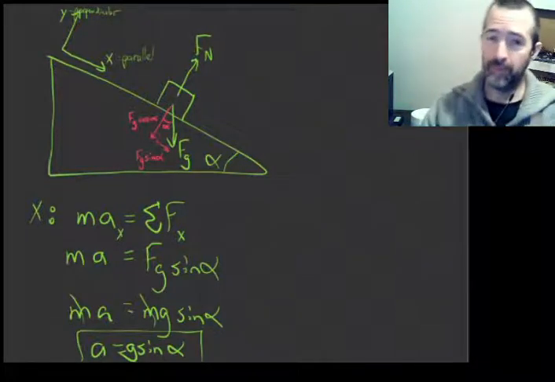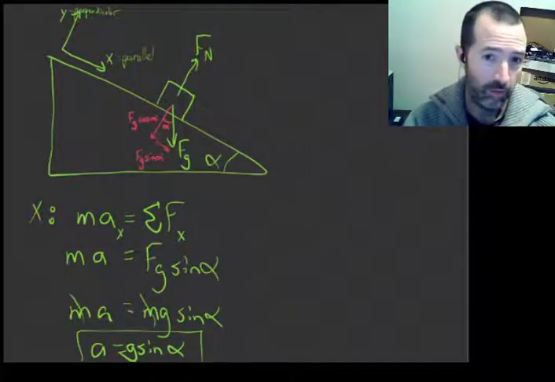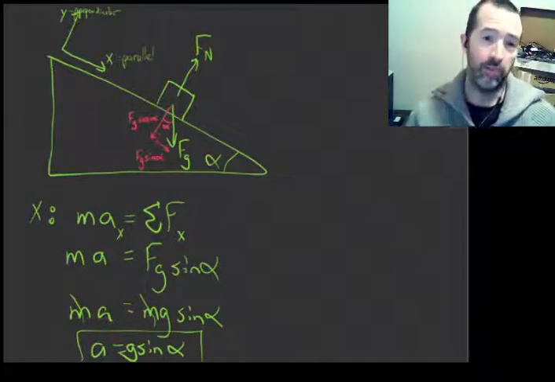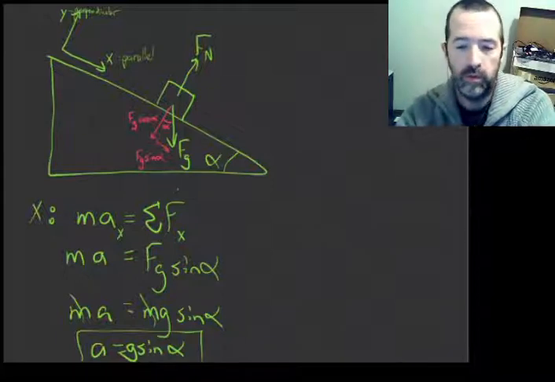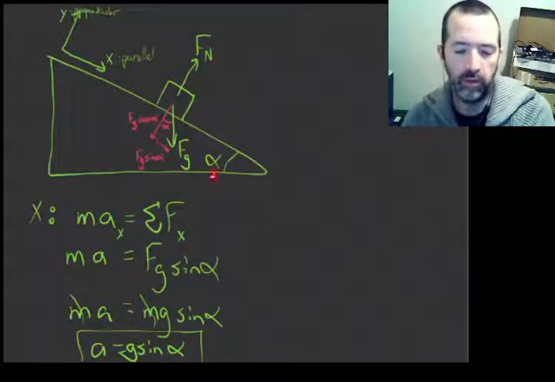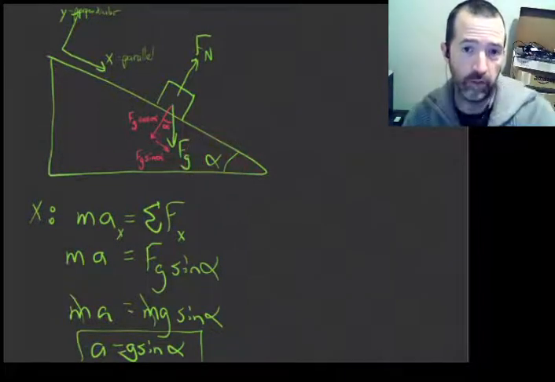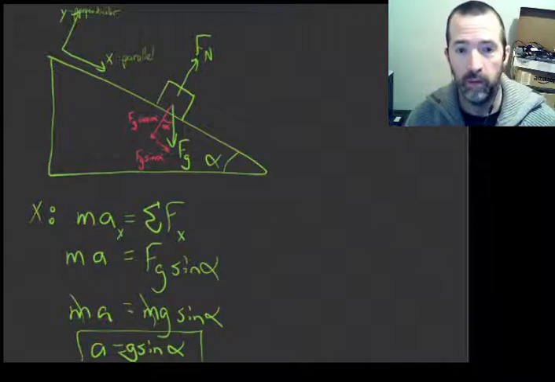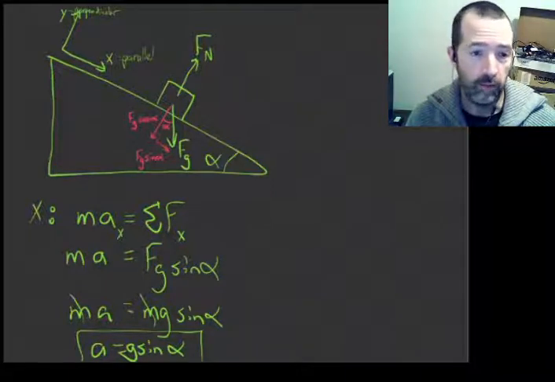Now, stop and think for a minute whether that makes any sense. A flat or horizontal surface has an alpha of 0. If I were to gradually lower the ramp so that alpha got smaller and smaller, the ramp would become horizontal when alpha was 0. Sine of 0 is 0. So if the angle alpha is 0, my answer tells me that the acceleration should be g times 0.